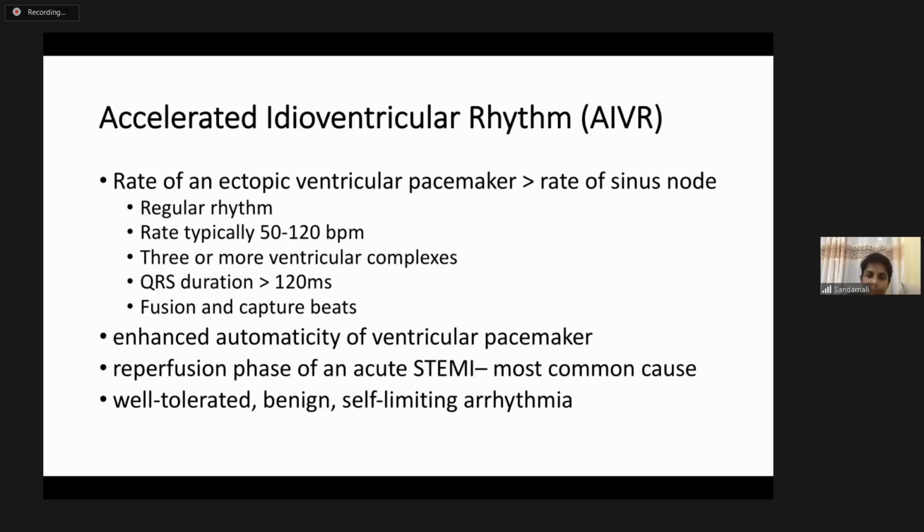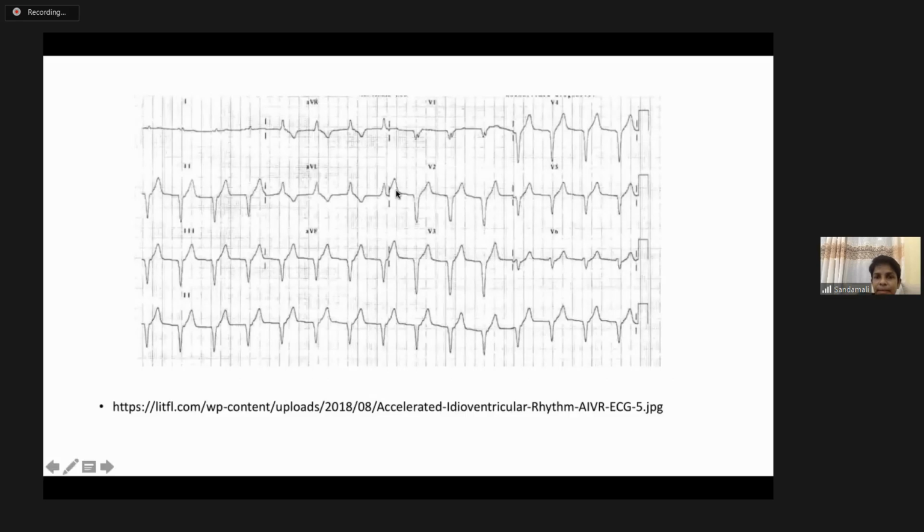This occurs especially in the reperfusion phase of acute ST elevation MI. It is usually a well tolerated, benign, and self-limiting arrhythmia. You might have seen this arrhythmia, especially after reperfusion, after thrombolysis or primary PCI. You can get this idioventricular rhythm. Sometimes, if there is spontaneous recanalization of STEMI, even without reperfusion therapy, patients can have this accelerated idioventricular rhythm. This is an example of that, where you get a broad complex regular rhythm, rate less than 120. You can see there are no P waves. So this is a type of reperfusion arrhythmia.